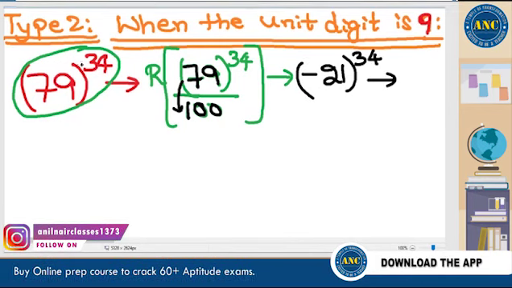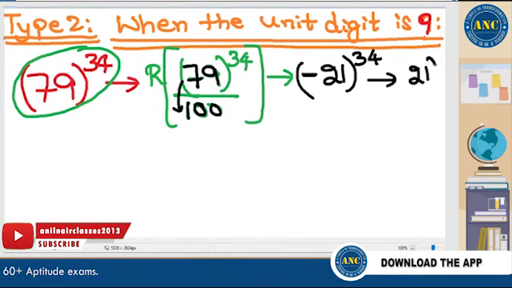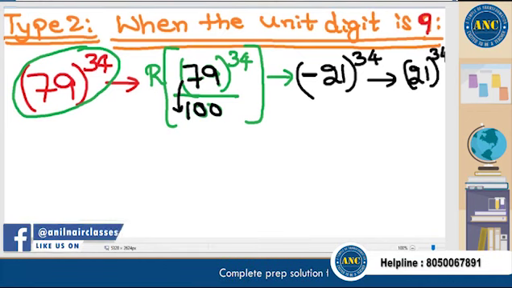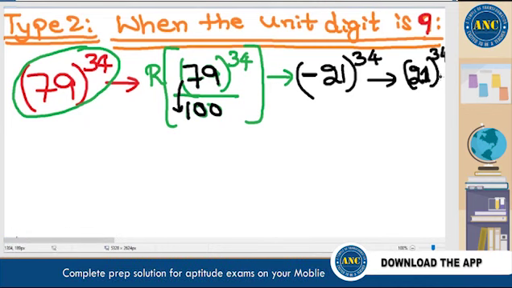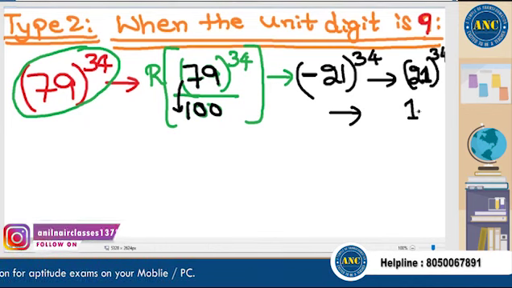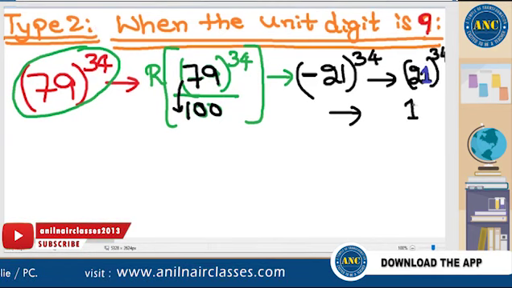Write that power 34 as it is. Now observe carefully. A negative number to an even power is positive. It is 21 power 34. 21 power 34, you already know it. That is nothing but type 1, where the unit digit is 1. We already discussed so many questions. What should be the answer? 1 power any number is 1. I am repeating for the people who joined a little late. 1 power any number is 1.